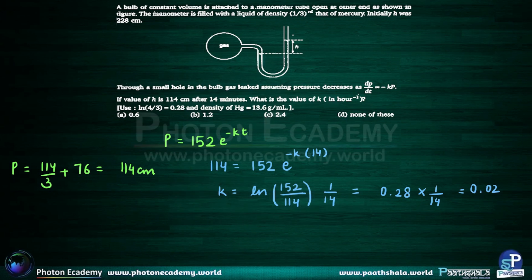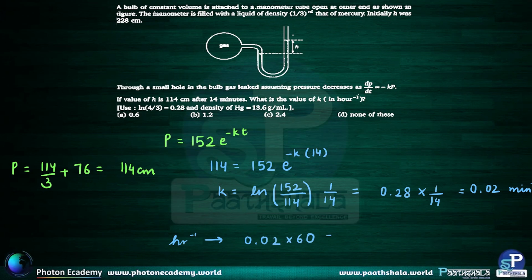But remember, this is in minute inverse. To convert it into hour inverse, what will we have to do? We would have to multiply this by 60. So this gives us a 1.2 hour inverse quantity. And so our answer to this question becomes option B.